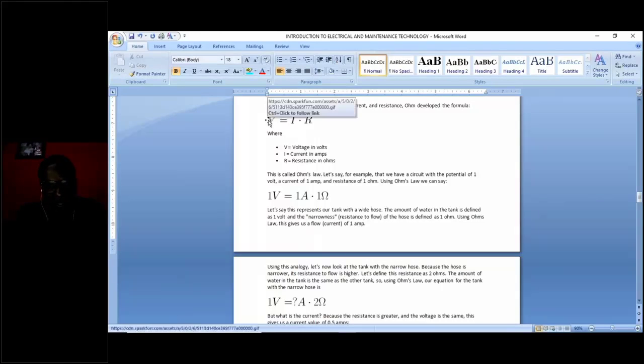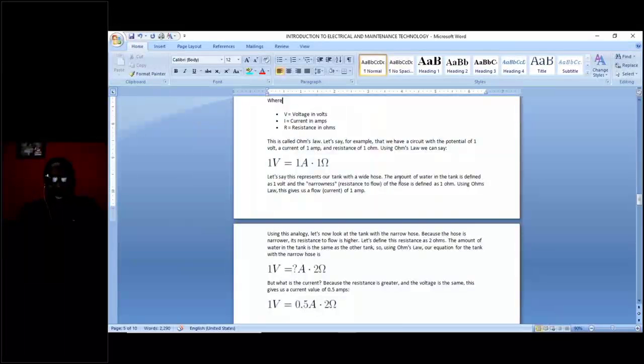Using the relationship of Ohm's law, which is V equals IR, 1 volt equals 1 ampere times 1 ohm. Let's say this represents our tank with the wide hose. The amount of water in the tank is defined as 1 volt, and the narrowness, which is the resistance to flow of the hose, is defined as 1 ohm. Using Ohm's law, this gives us a flow of what? Of 1 ampere.